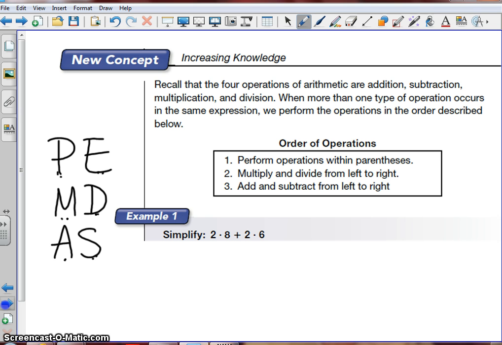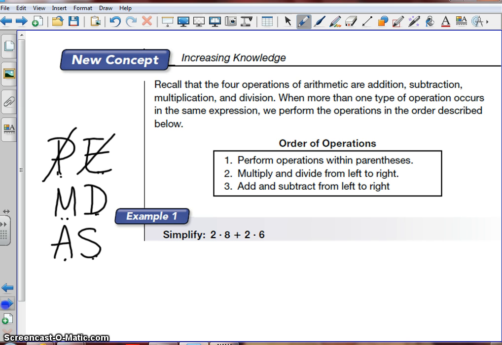Looking at the first example, 2 times 8 plus 2 times 6. First we look to see if there are any parentheses. We see that there are no parentheses, so we can cross that step off. Next we look and we see there are also no exponents. We can cross that step off as well.